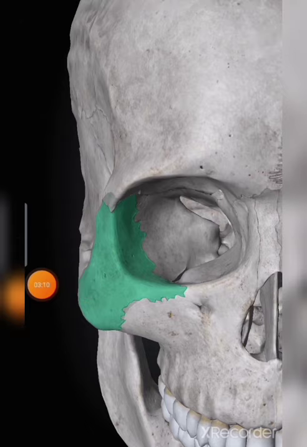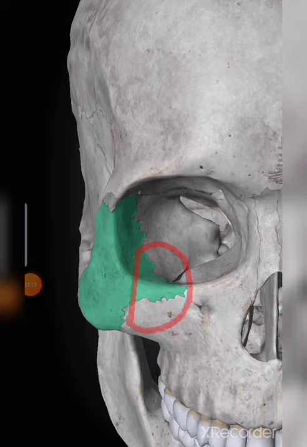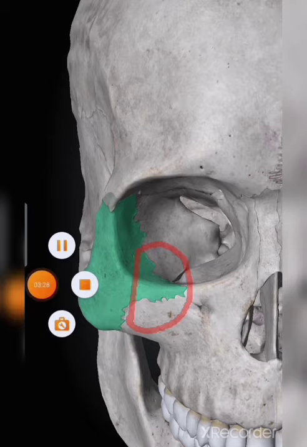Not the whole zygomatic bone, but this process of the zygomatic bone, which is the maxillary process, as it is articulating with the maxilla, so we name it the maxillary process. So this maxillary process is contributing to the formation of the inferior wall of the orbital cavity.